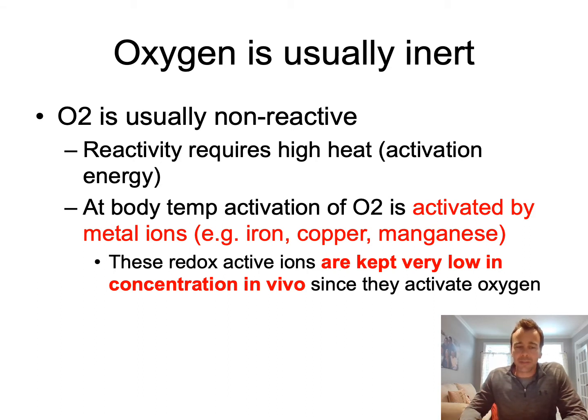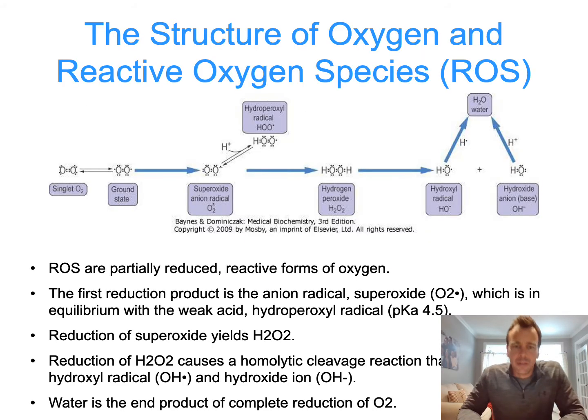Again, oxygen is usually inert. It requires high heat activation or high activation energy. At body temperature, oxygen can be activated by some metal ions such as iron, copper, and manganese. These redox active ions are kept in very low concentration in vivo, so they don't activate all the oxygen in our body.